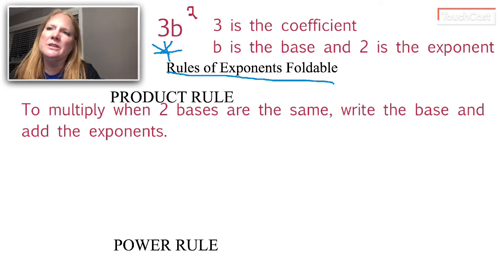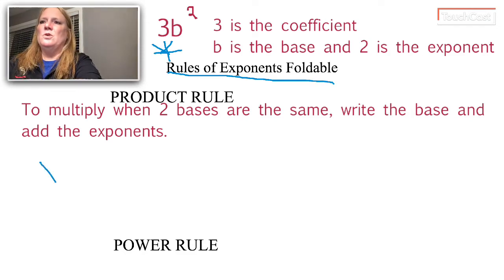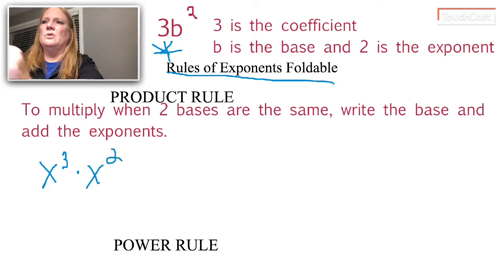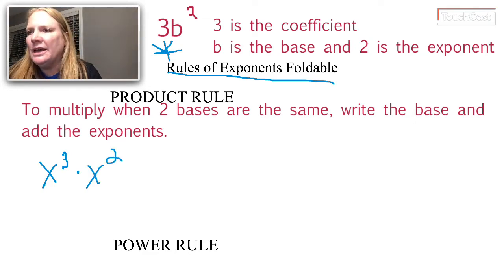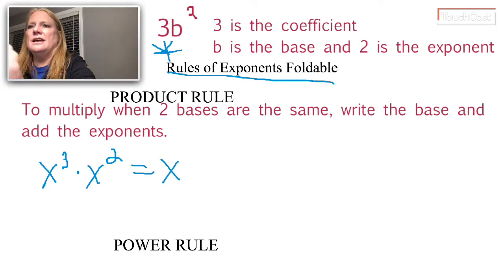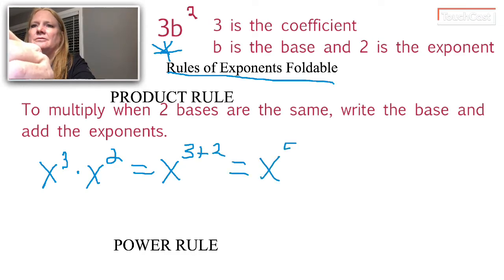Okay, the first rule we're going to talk about is the product rule. To multiply when two bases are the same, you write the base and add the exponent. So here's a couple examples. If you want to multiply x to the power of 3 times x to the power of 2, well, the bases are both x, and so that would just be equal to x, and then you add the 3 plus the 2, and it would be x to the power of 5.